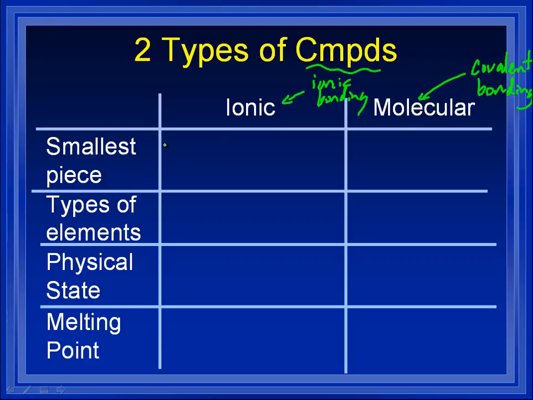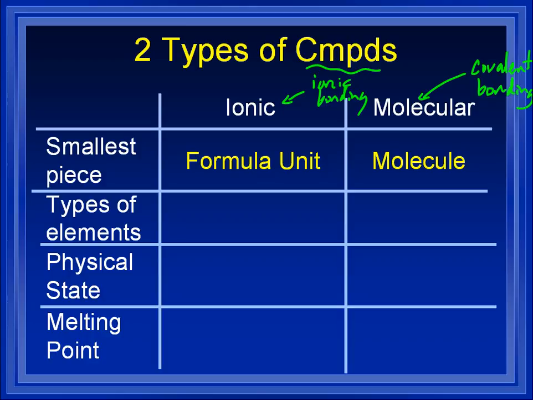So what's the smallest piece of an ionic compound that you can have? Like NaCl. That's 1 what of NaCl? It's not a molecule. It's on your exam. Think. Formula unit. So formula unit is the smallest piece of an ionic compound that you can have. For a molecular compound, water is molecular. H2O is a molecule.